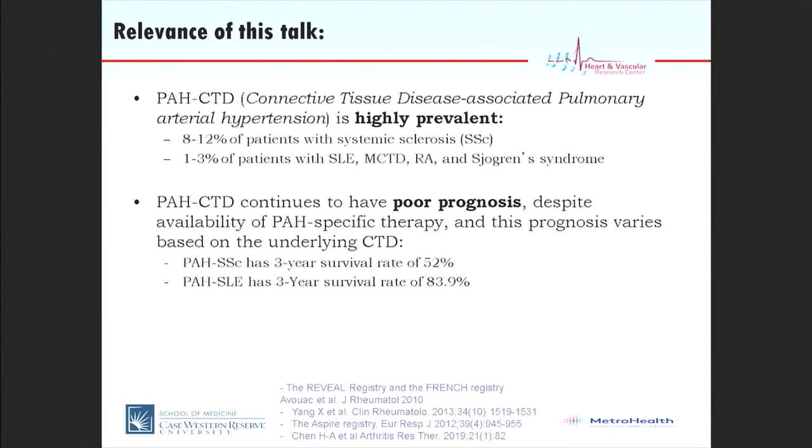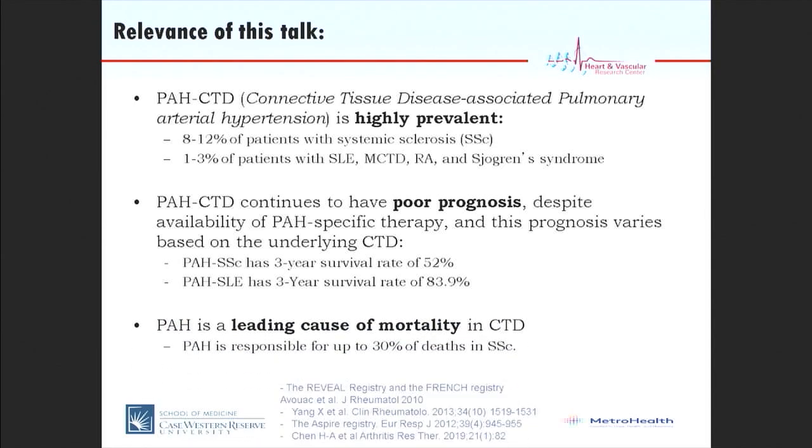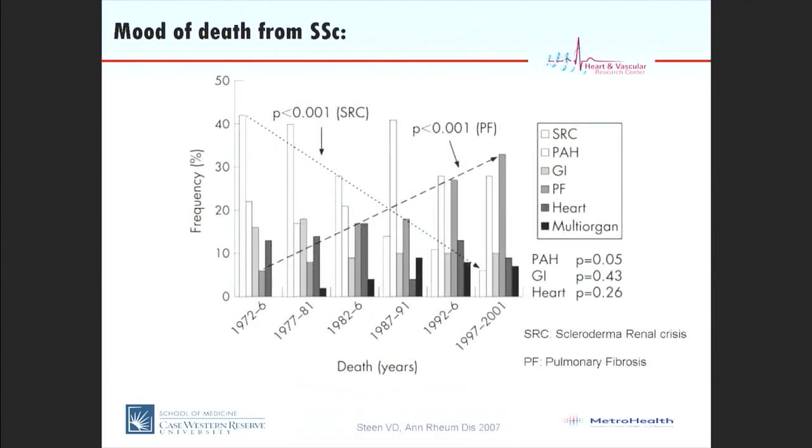Second, pulmonary hypertension associated with connective tissue disease has a poor prognosis, even in this era with so many newly approved pulmonary arterial hypertension medications. It accounts for a significant amount of mortality in patients with systemic sclerosis, and survival is still dismal. 3-year survival is less than 50% in systemic sclerosis and about 80% in lupus. And as I mentioned, it's the leading cause of death in patients with systemic sclerosis.